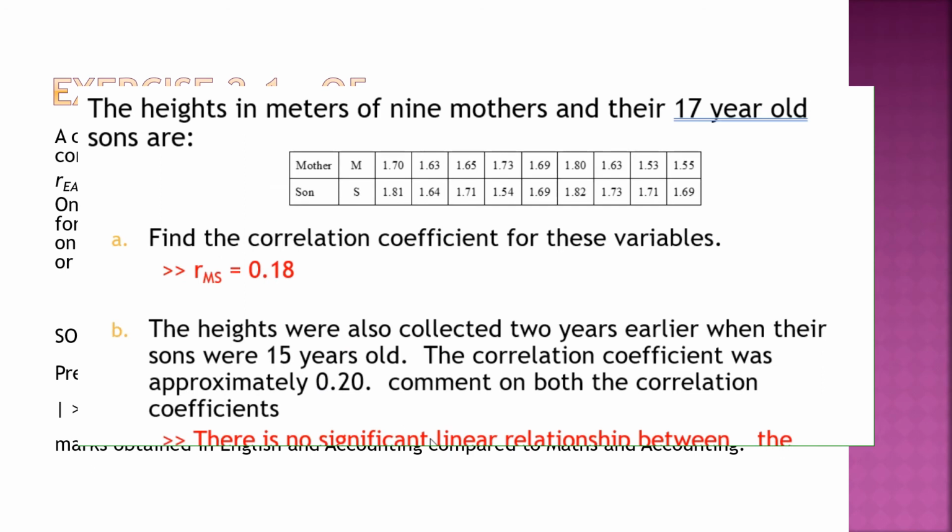Okay, question 7. I think this is pretty much quite direct. Find the correlation coefficient between mother and son. You put everything in, you get 0.18. The heights were also collected 2 years earlier when their sons were 15 years old. The correlation coefficient was approximately 0.2. Comment on both. There is no significant relationship. Okay, so this is quite direct.